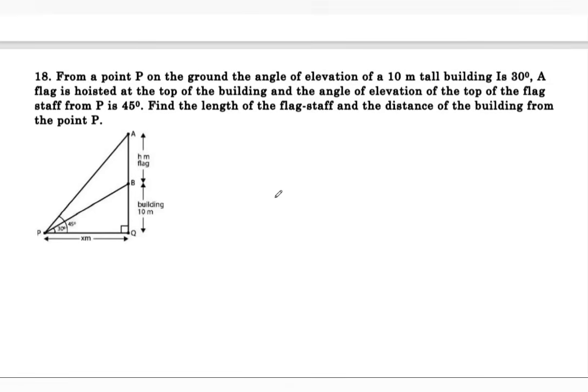Students, a 4 mark question from the unit applications of trigonometry. I told you yesterday, first identify the right angle triangles from the given figure. The first right angle triangle is PQB and another right angle triangle is PAQ. For both the right angle triangles apply the tan ratio. Tan ratio is what? Opposite by adjacent.